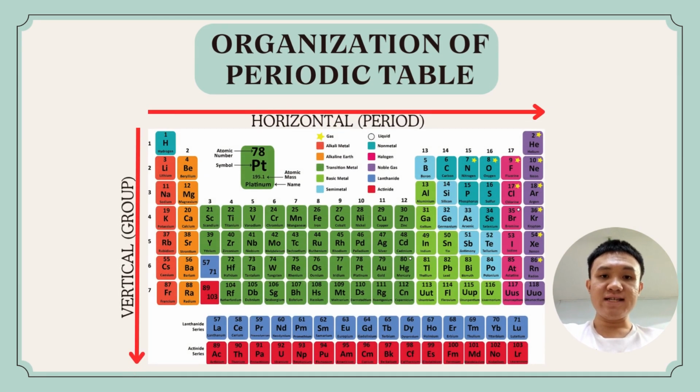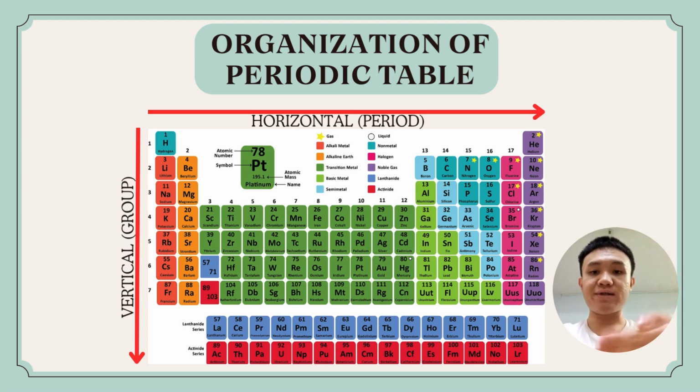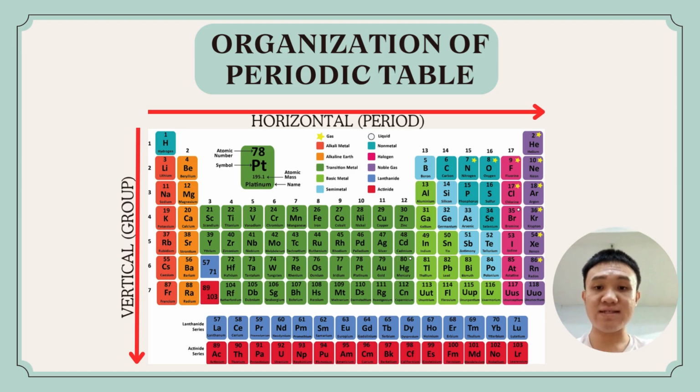Okay, lastly, I'm going to teach you the organization of the periodic table. As you can see in this image, the horizontal row represents the period of the periodic table. The vertical row represents the group of the periodic table. Okay, students, please don't get confused. The horizontal row, left and right, represents the period, and the vertical row, up and down, represents the group of a periodic table.